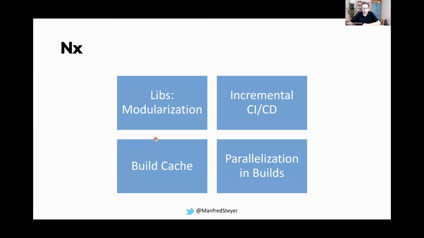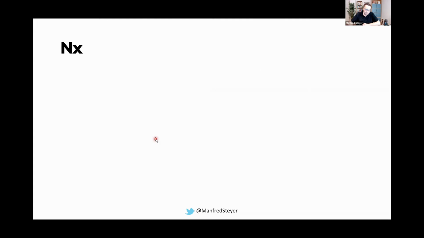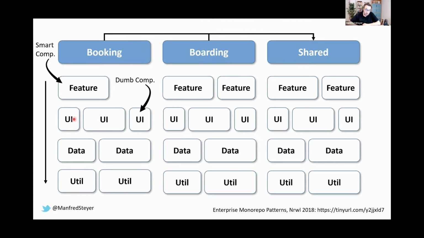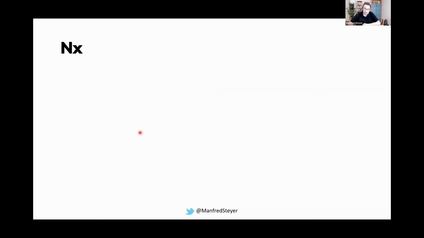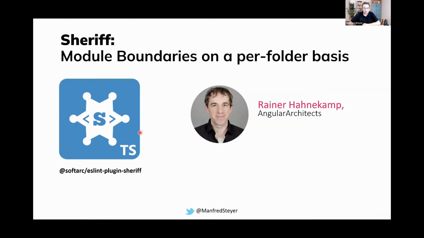Some people say, well, we don't want to have a library for all those cells here. And that's why a colleague of mine, Rainer, implemented the so-called Sheriff, which is doing the same. It's also highly inspired by NX, but it defines those boundaries on a per folder basis.